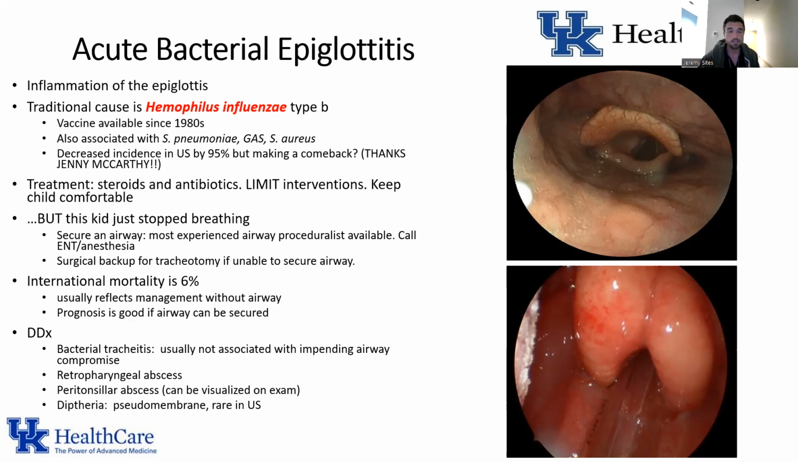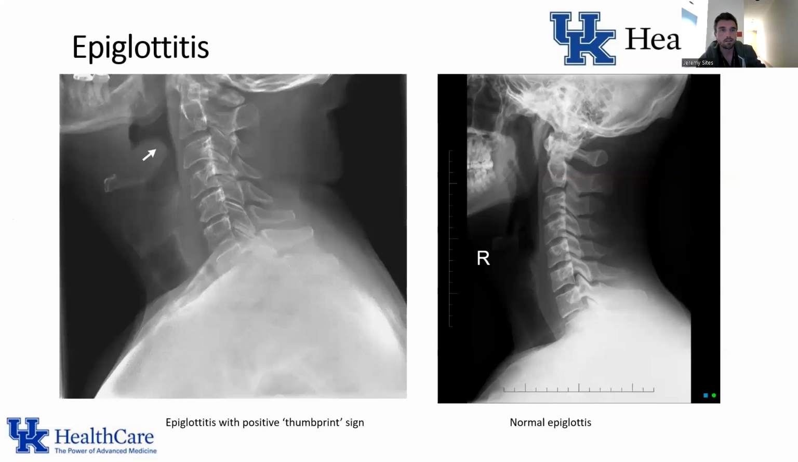Some other differentials that you may consider when you are confronted with a disease like this that you think is epiglottitis. Consider bacterial tracheitis. That's a bacterial infection of the trachea just below the level of the vocal cord. Typically, those children are very ill, but maybe not as toxic as one with epiglottitis because their airflow is not quite as obstructed. You may consider a retropharyngeal abscess, a peritonsillar abscess. You may consider diphtheria and the classic pseudomembrane, a very rare disease entity in the United States. I have not encountered that.